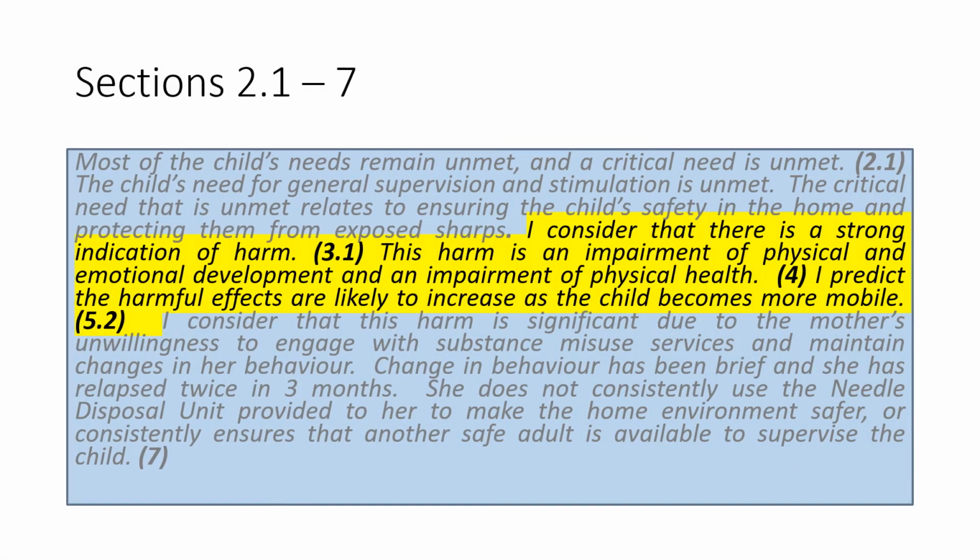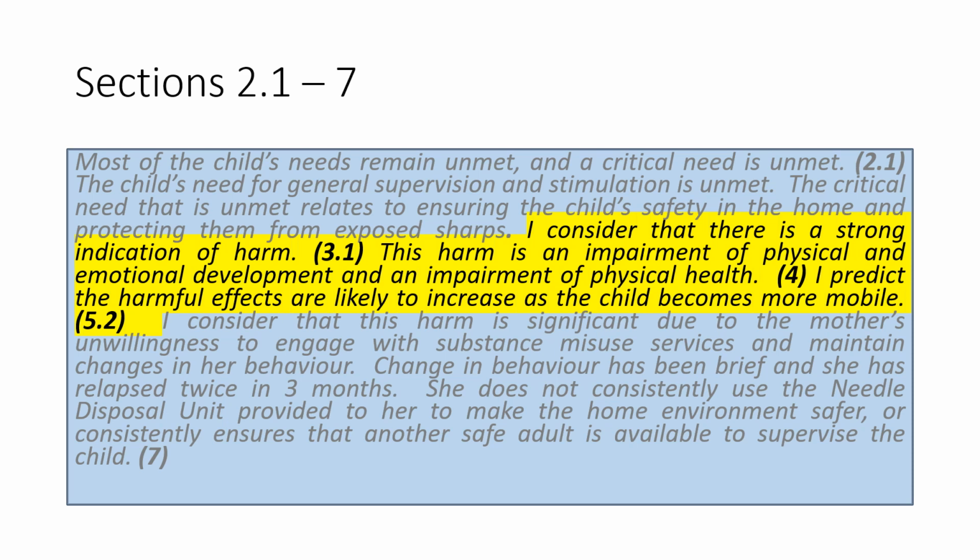Sections 3, 4 and 5.2 are more directly quoted from the sections in RIS 2. The strong indication of harm comes from Section 3, where the intersection of the scores from 4 and 4 gives a red indicator colour. This corresponds to a strong indication of harm. The harm is defined using the categories from Section 31(9) of the Children Act 1989. There is impairment rather than ill treatment.